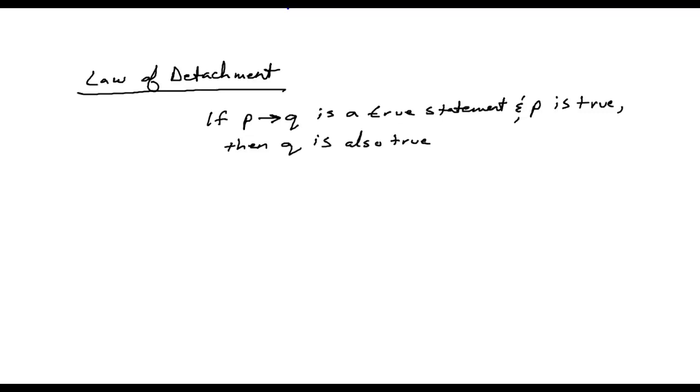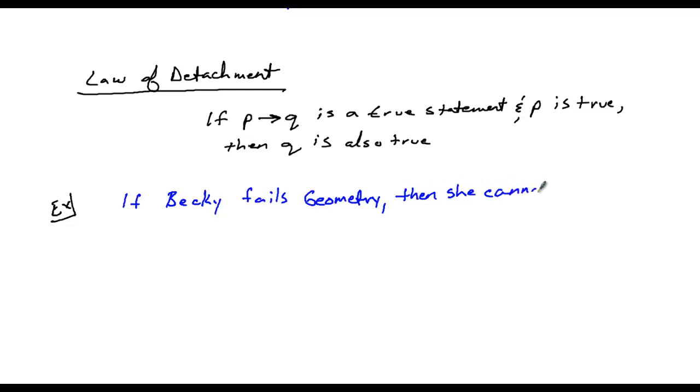So we're going to come up with a little example of a scenario here. Example: I'm going to say, if Becky, hopefully I don't have a Becky in any of my classes, if Becky fails geometry, then she cannot play volleyball.